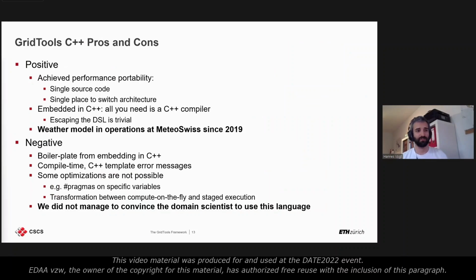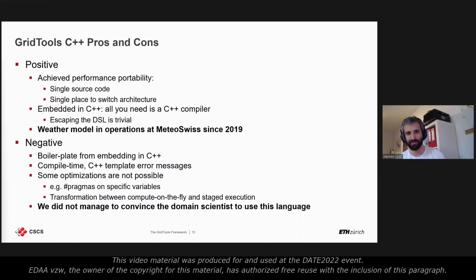Okay, what did we achieve here with the C++ libraries? On the positive side, we achieved performance portability. We have a single source code, not big ifdefs around platform-specific code. Single source code, at least on the user side. Of course, in the library, there are different platform-specific parts. And there's a single place to switch the architecture.